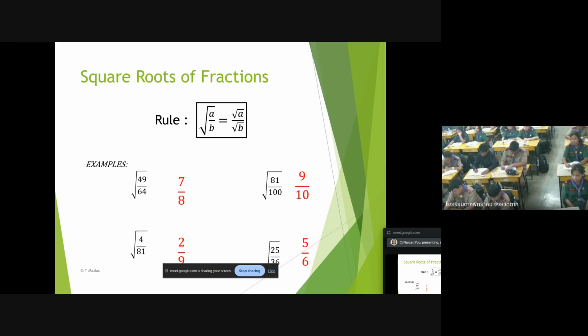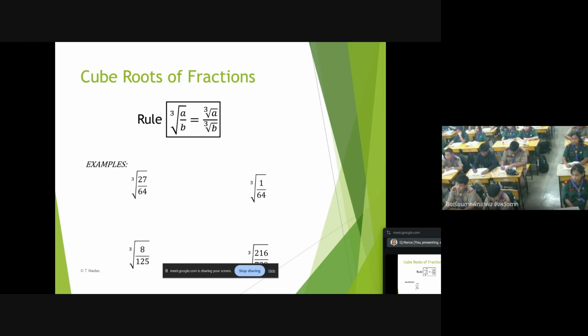How about this? Cube root. Same rule, okay? So we just need to get the cube root of the numerator and the cube root of the denominator. So 27 and 64, what is the answer? We have 3 over 4. Okay, because we have 3 times 3 times 3, 27. 4 times 4 times 4, we have 64.